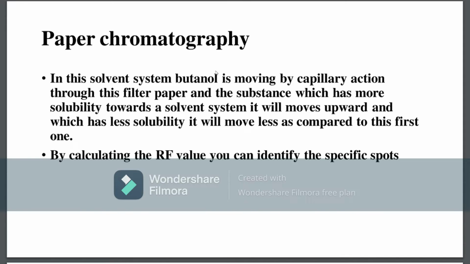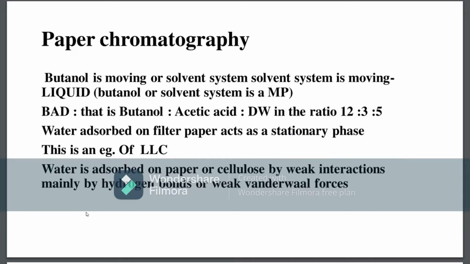So in this solvent system, butanol is moving by the capillary action through this filter paper, and the substance which has more solubility towards the solvent system will move upward, and which has less solubility will move less as compared to this first one. So by calculating the RF value, I will tell you what is this RF value. By calculating the RF value, you can identify the specific spots.